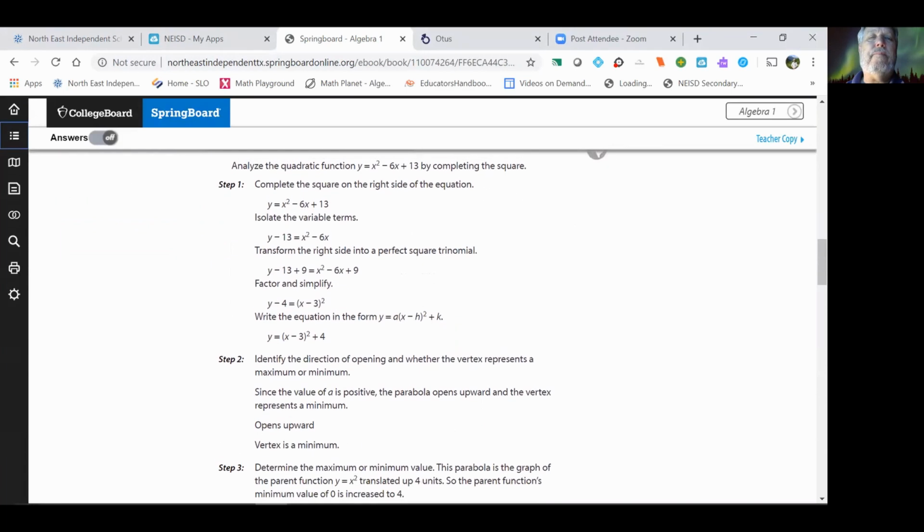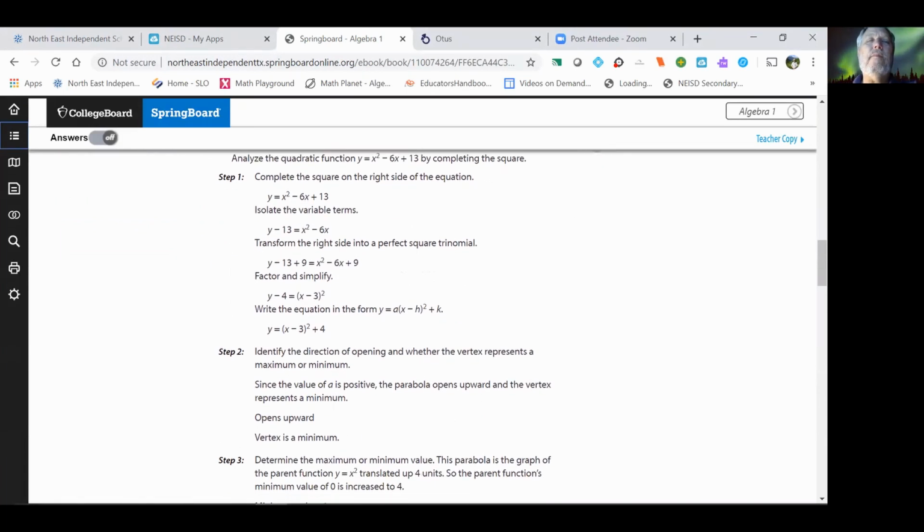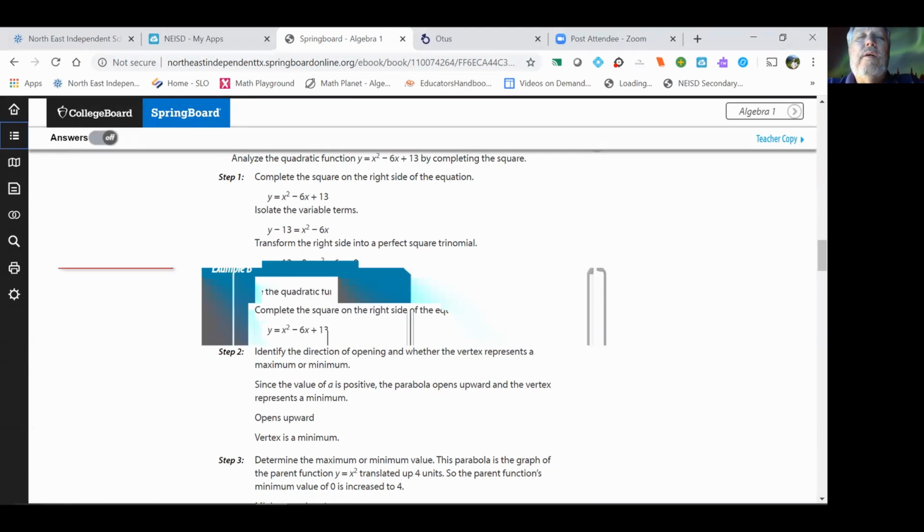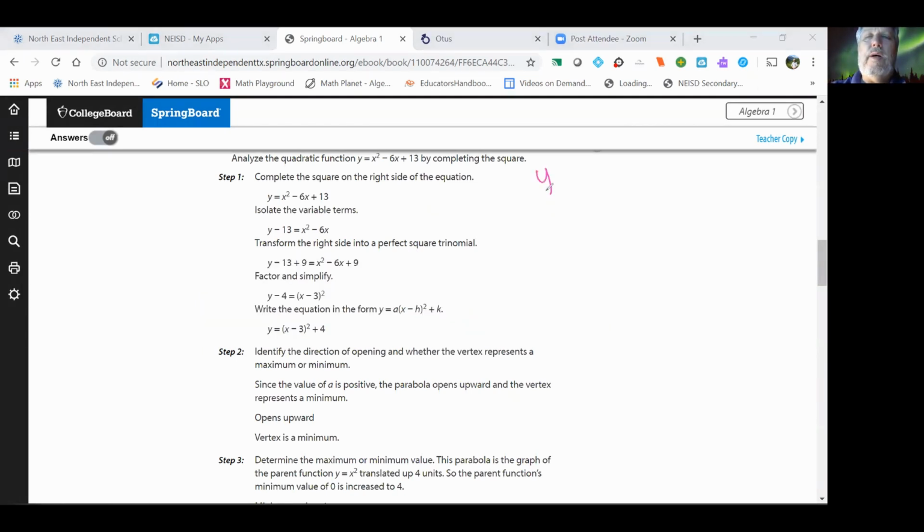Example B. Analyze the quadratic function y equals x squared minus 6x plus 13 by completing the square. So in this case, we're analyzing. We're just going to leave the y here. So it's going to be y is equal to x squared minus 6x plus 13. And we want to make this trinomial a perfect square trinomial.